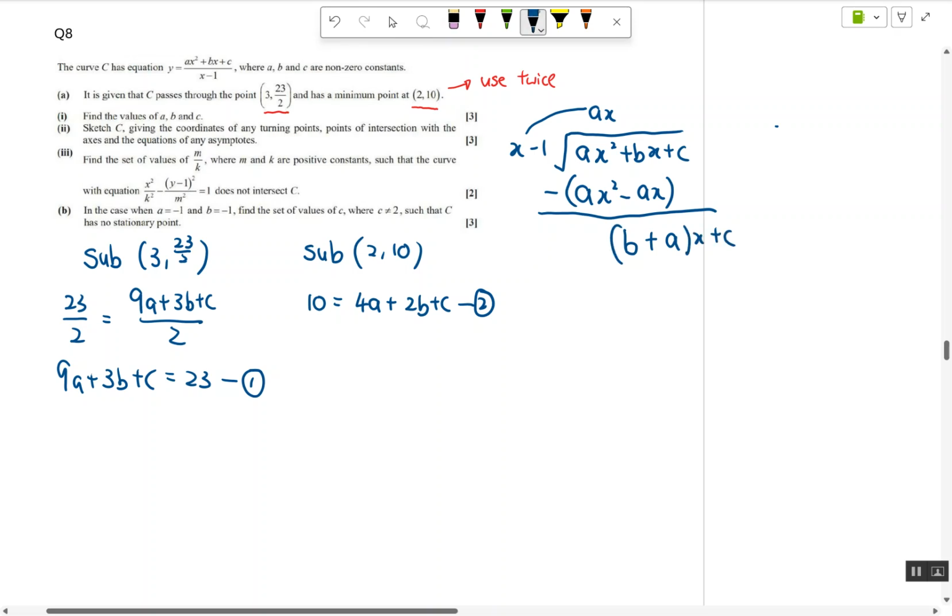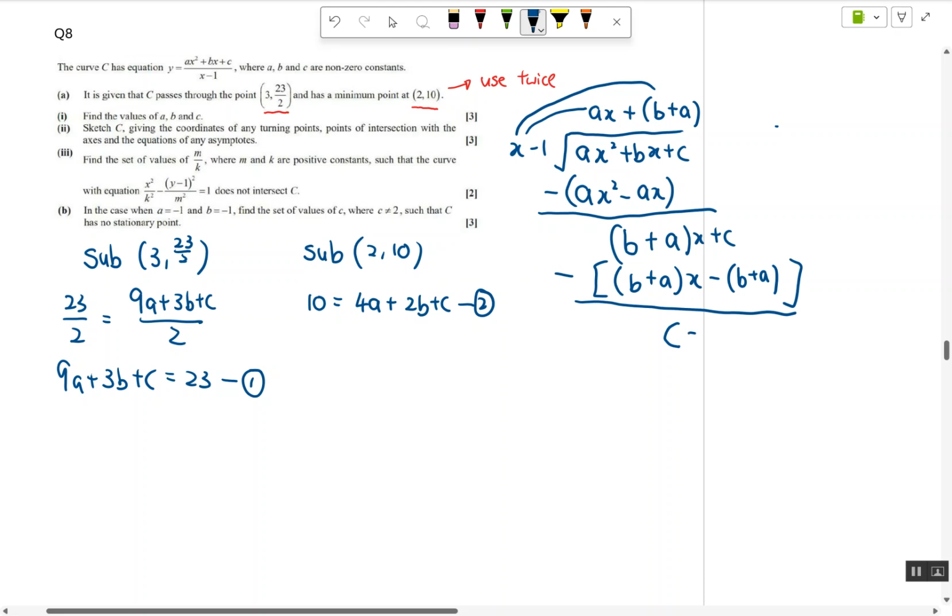Plus c. So to eliminate the b plus a x, I must multiply with another b plus a, because this times x will become b plus a x. Minus open bracket b plus a. You draw a line, you put a minus and a bracket on the outside. This will become c plus b plus a. So this is my remainder.